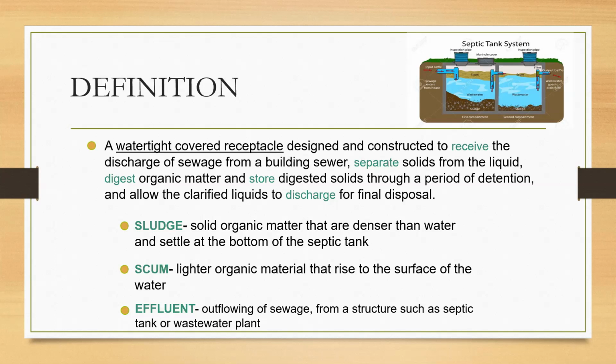Okay? So we have also sludge. What we call sludge is common effluent. Sludge is the solid organic matter that is denser than water and settles at the bottom of the septic tank. So scum naman, lighter organic material that rises to the surface of the water. And the effluent, outflowing of sewage from structures such as septic tank or waste water plant. Ito na po yung palabas na tubig. Hanggat maaari, medyo malinis na po yung ating lalabas na tubig dyan at wala na pong solid particles po na dapat lalabas po dyan. Okay?